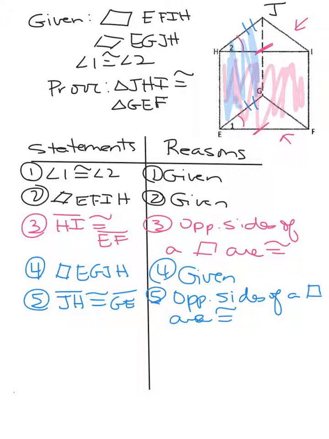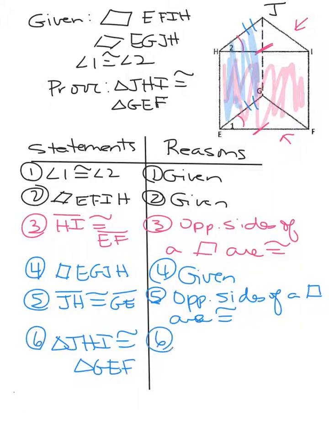And now I notice I do have congruent triangles, so I can state my last step. I can say triangle JHI is congruent to triangle GEF, and I have proven that using side angle side postulate.